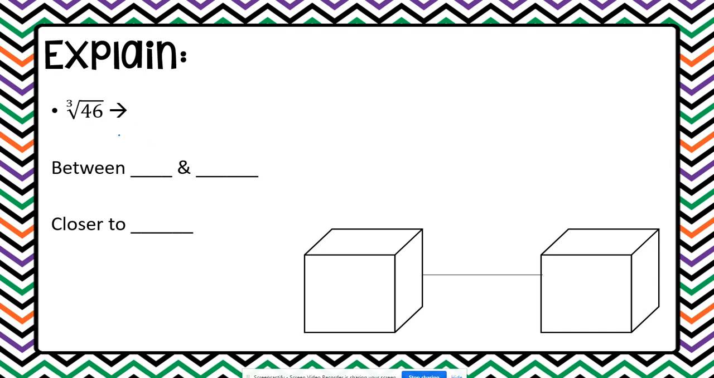For the cube root of 46, I want to think about perfect cubes that I know. Well, I know that we have the cube root of 27, which is 3, and we have the cube root of 64, which is 4. I know that 46 is somewhere in between 27 and 64, so it would be somewhere in between them on a number line. So I know that it is somewhere between 3 and 4 on my number line.